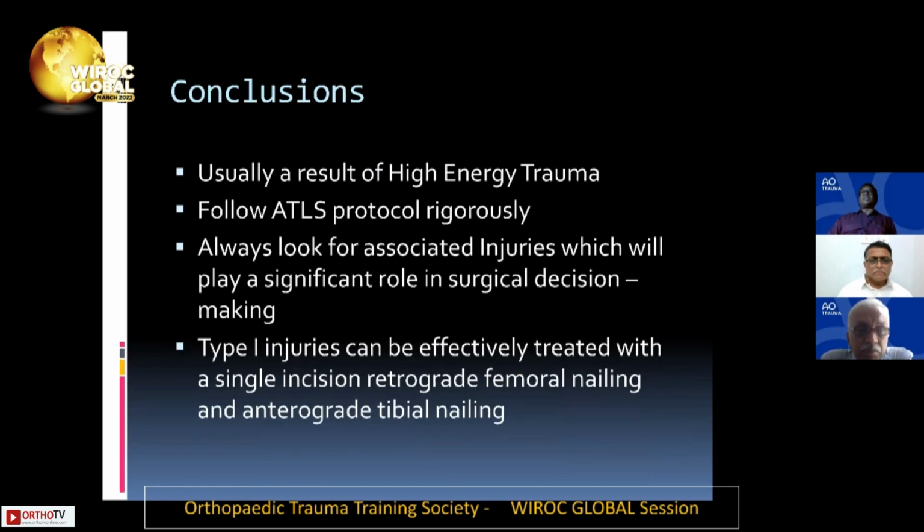So the take home message is, these floating injuries are usually a result of high energy trauma. So always follow the ATLS protocol, because they can have associated injuries which will definitely take precedence to look after. Always look for associated injuries, which will play a significant role in surgical decision making. Type 1 injuries can be effectively treated with a single incision, retrograde femoral nailing and anterograde tibial nailing. And the others I've already discussed, what type of approach you can take depending on the type of fracture we're dealing with. Thank you.